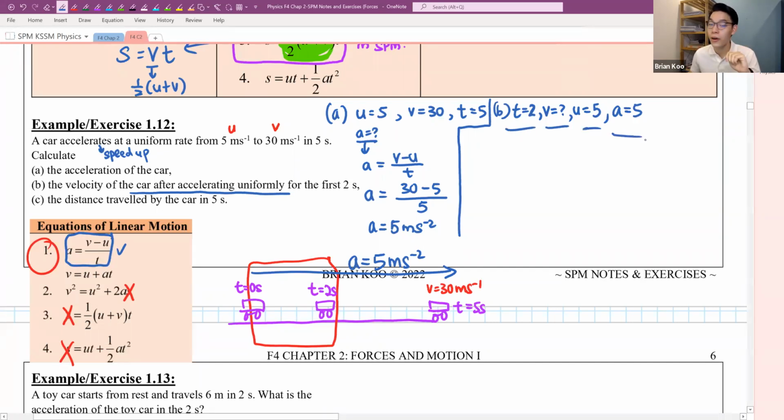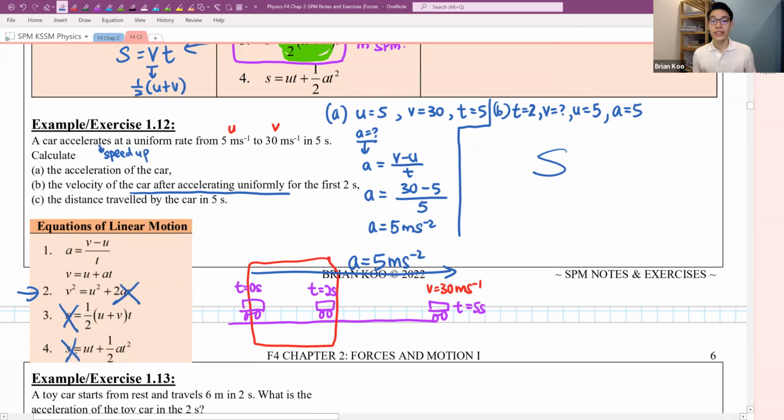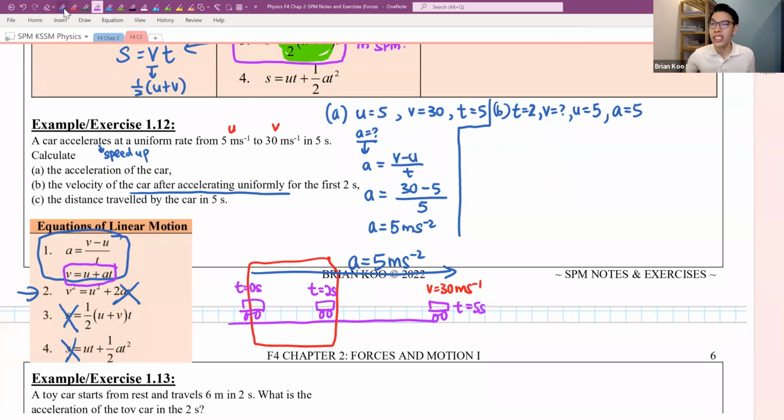1, 2, 3, 4. Okay, because the 5th thing that is missing, the S, we can look at the formula sheet again. Number 2, this one got S, don't want. This one got S, don't want. This one got S, don't want. Okay, all good. We know it's the first equation. Which one to use now? I will use this V equals U plus AT. Both also can, but I'll use that just because I'll get V straight away.